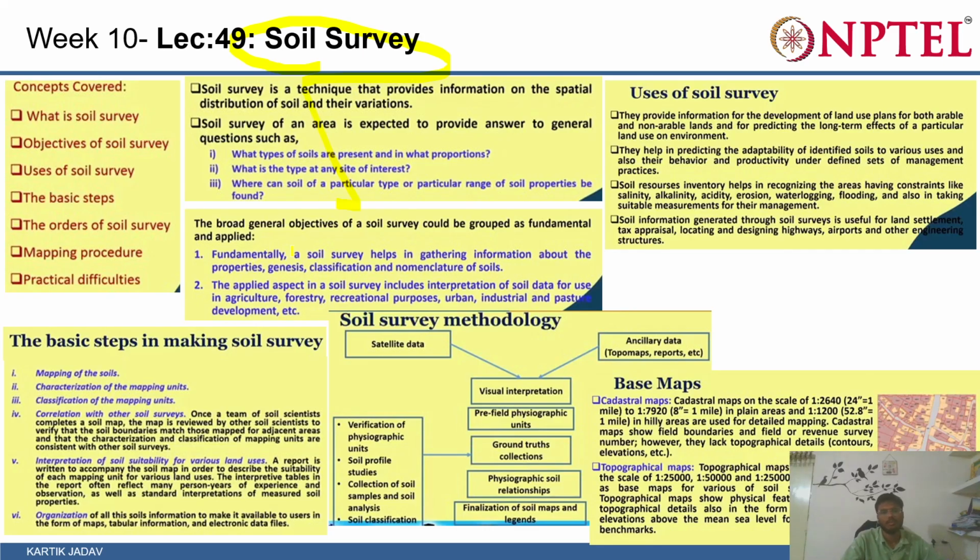The general objective of soil survey is fundamentally to help in gathering information about soil properties, its genesis, meaning its formation, and its classification and nomenclature. Applied aspects of soil survey include interpretation of soil data for use in agriculture, forestry, industrial, urban, and pastoral development. And we know that there are various applications of the soil survey details.